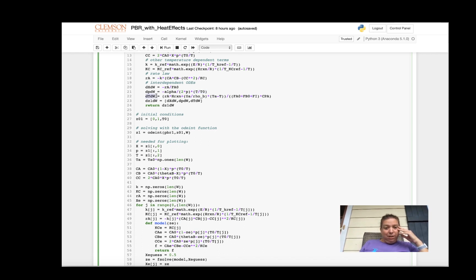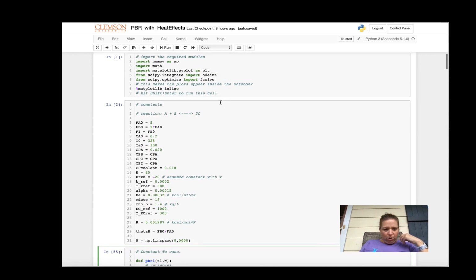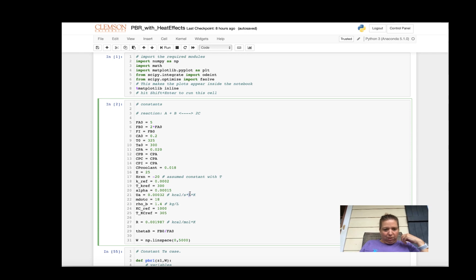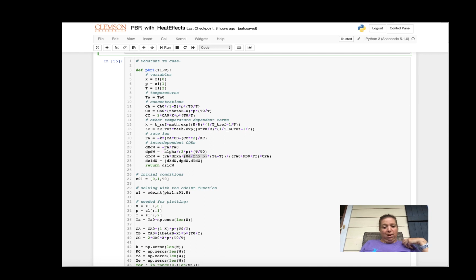This is my energy balance, dT dW. That tells me how the temperature of my reactor fluid is going to change as a function of W. This I'm basically just copying down out of the notes with some exceptions. So I have this heat transfer coefficient here. I have to divide that by the catalyst density in order to get that in the correct units. So UA is in volume units, so I divide that by catalyst density. That puts it in mass units, which is then consistent with the other expressions in this system of equations.